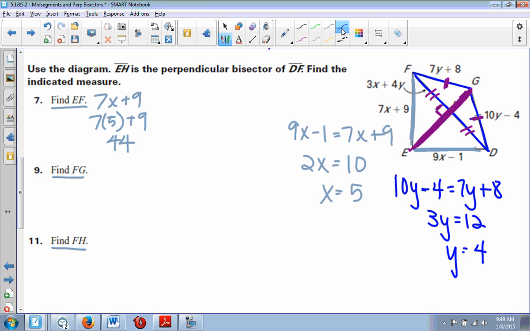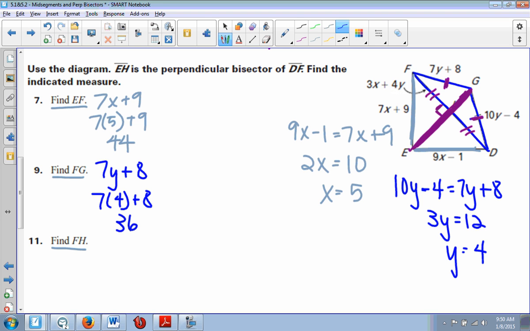FG is labeled with 7y plus 8. So in this one, I'm going to plug the y value in. 7 times 4, add 8. 7 and 4 is 28. Add 8, 36.